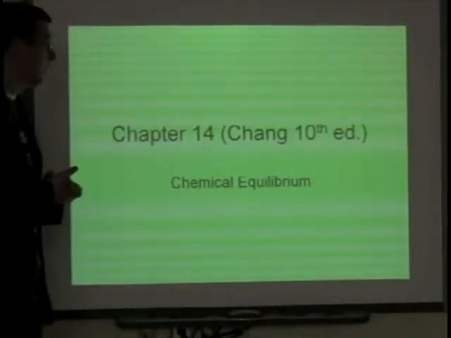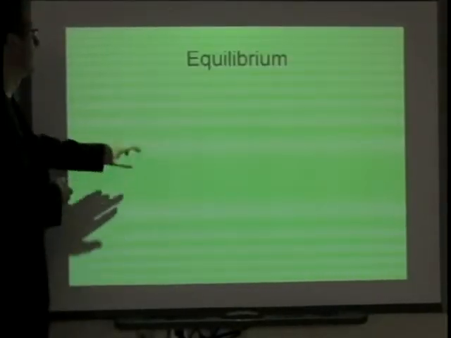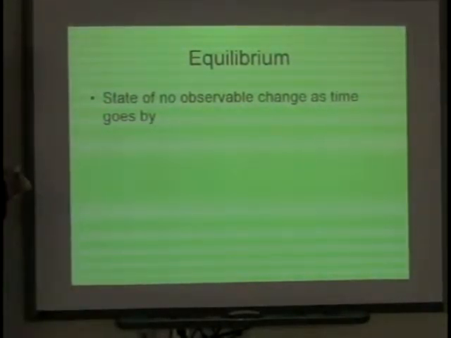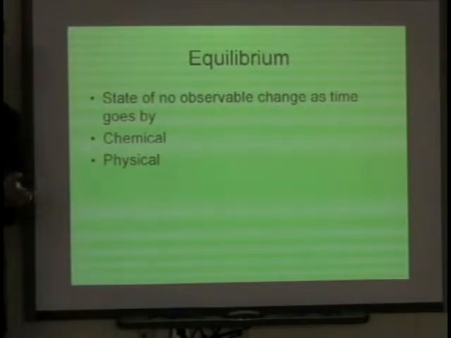Chapter 14 for AP Chem review on chemical equilibrium. First off, defining what equilibrium is. It's a state of no observable change as time goes by. There are several different types of equilibrium.